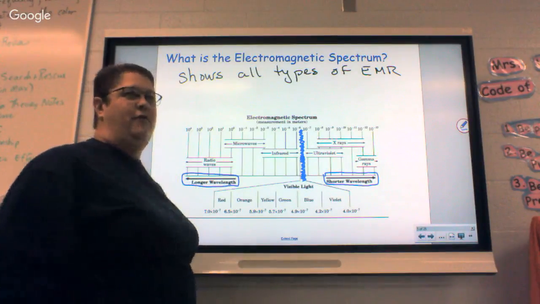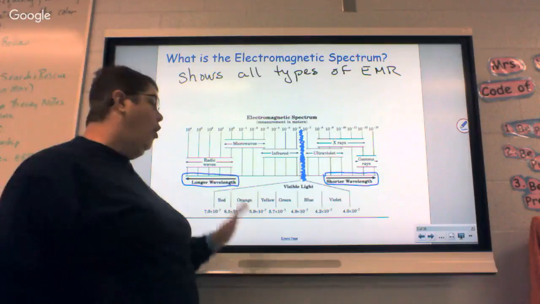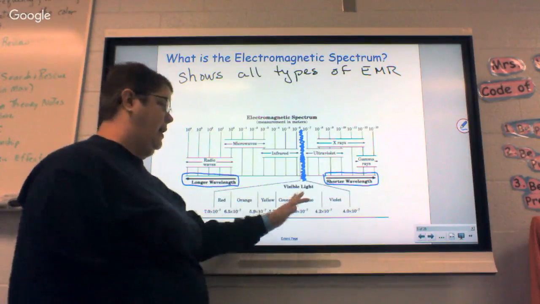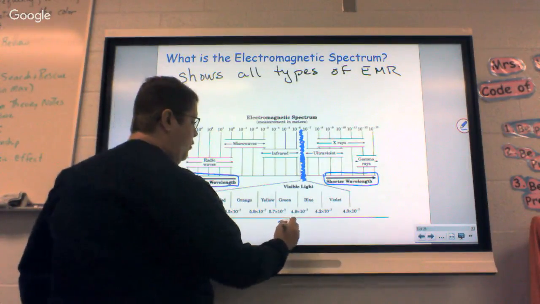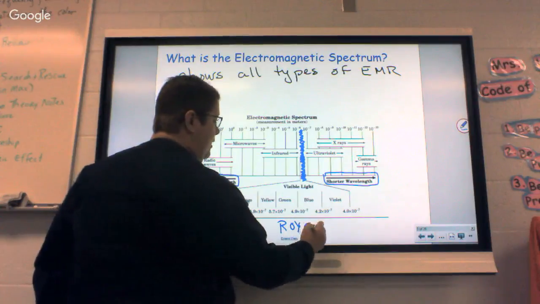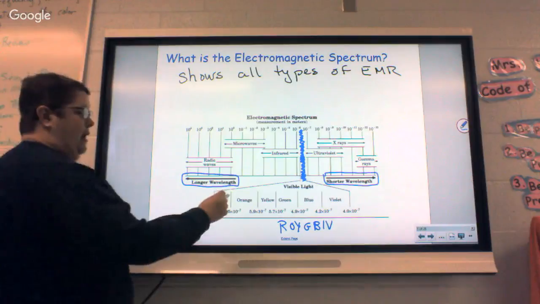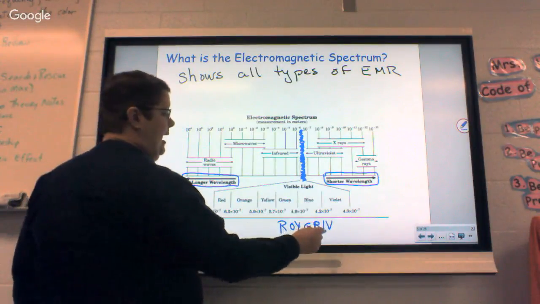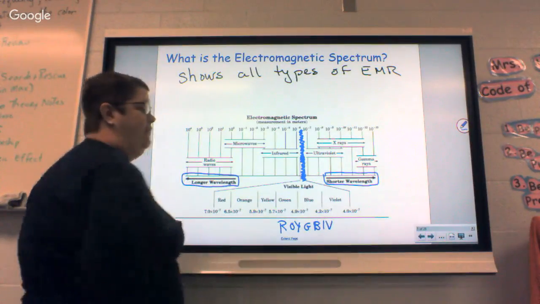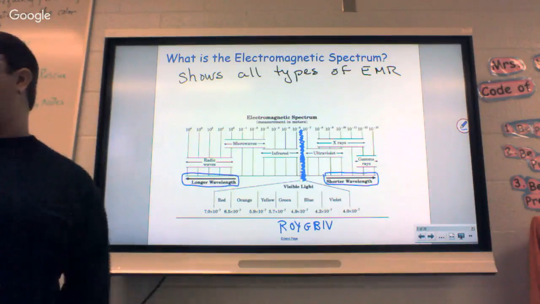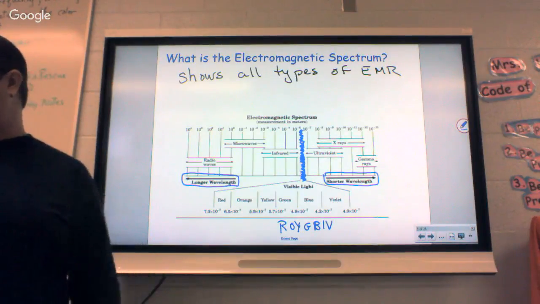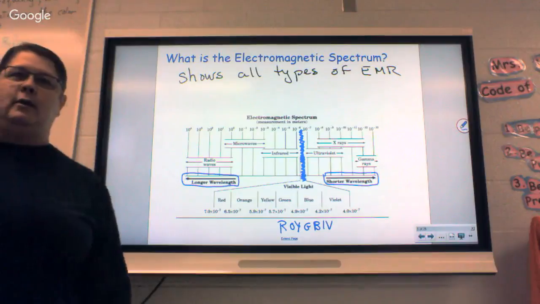Now, for those of you who've never heard this, the order of the colors down here are referred to as Roy G. Biv, so that you know the order of them. So red, orange, yellow, green, blue, I stands for indigo, and violet. So you put them in the right order. It's just a mnemonic device. Okay?